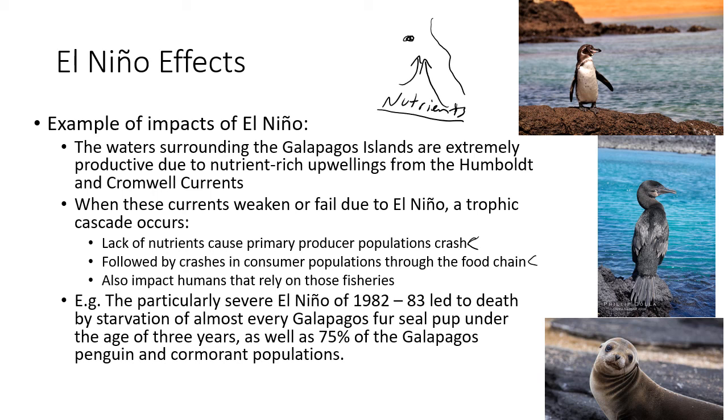The particularly severe El Nino of 1982 to 1983 led to the death by starvation of almost every Galapagos fur seal pup under the age of 3 years, as well as three-quarters of the penguin and cormorant populations. These populations can be decimated by something as simple as the Pacific trade winds weakening or reversing, which causes the El Nino effect. And again, this is just one example from one small corner of the world. These climatic patterns have global impacts.